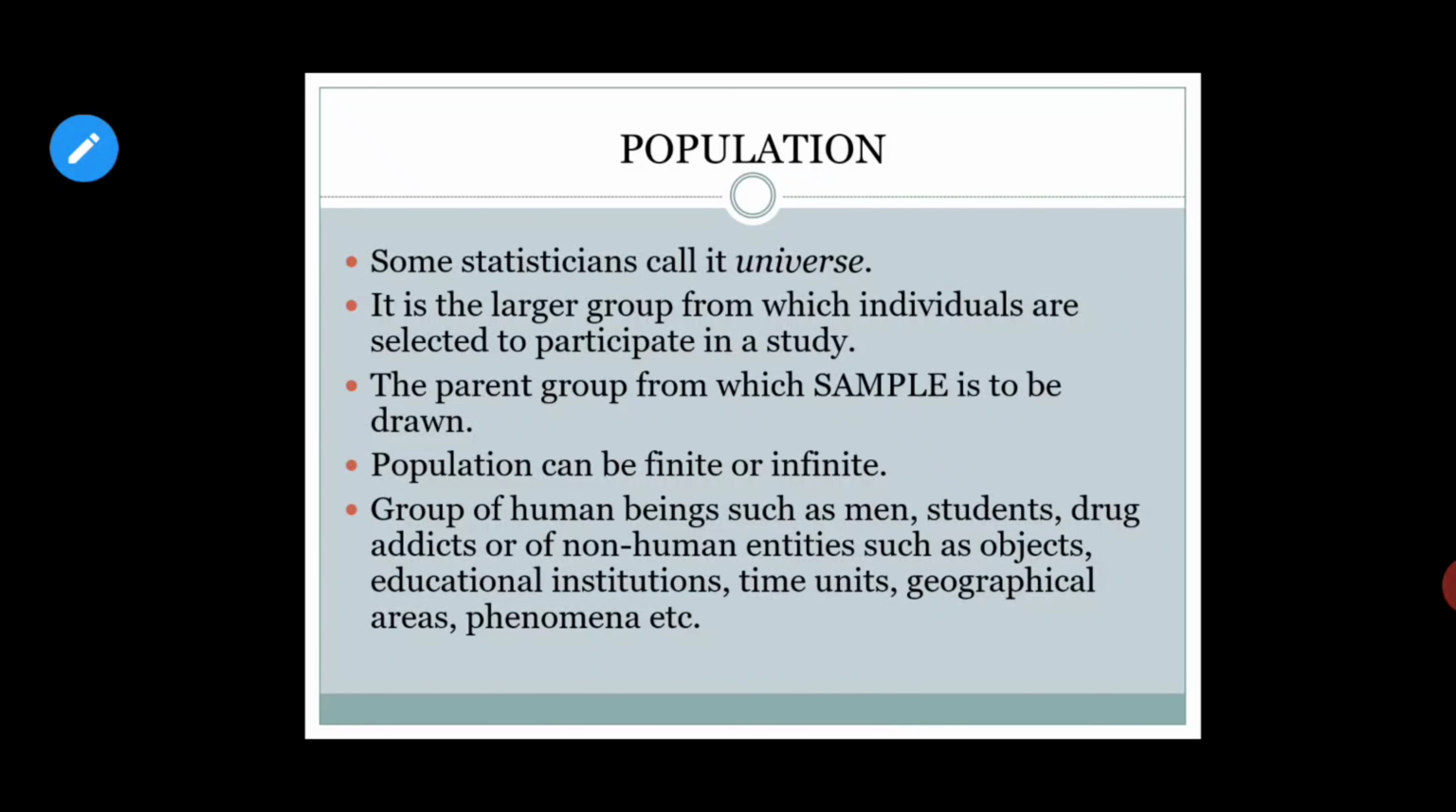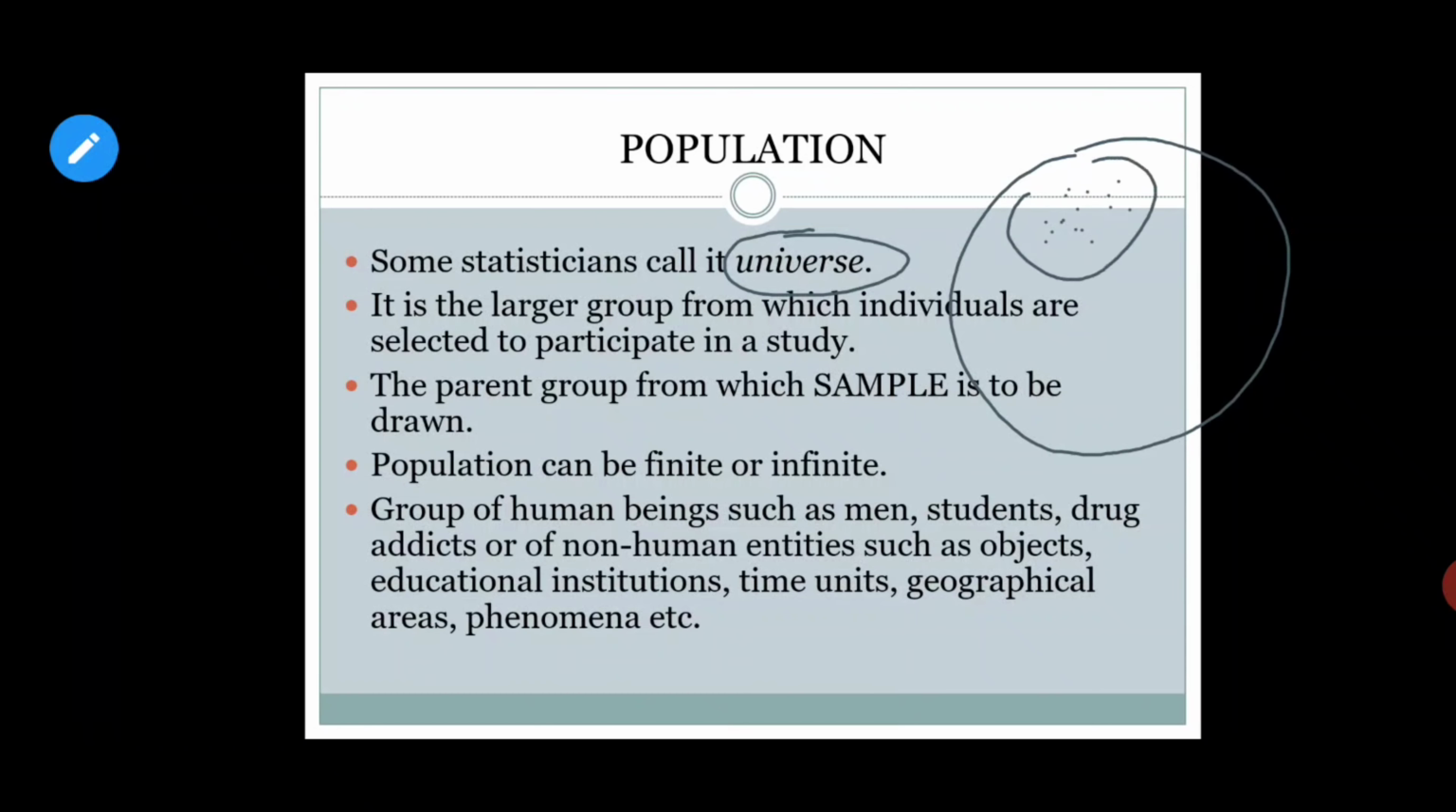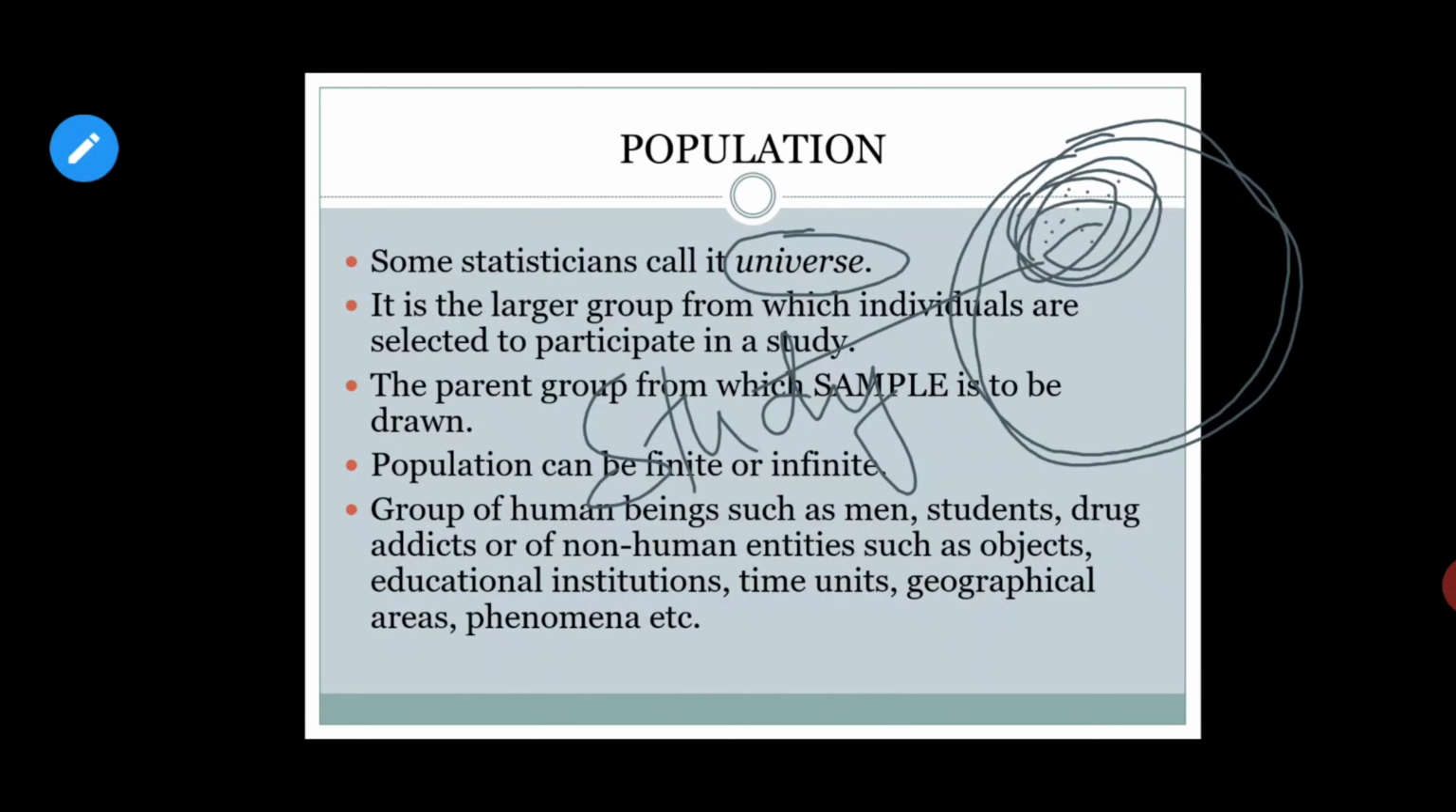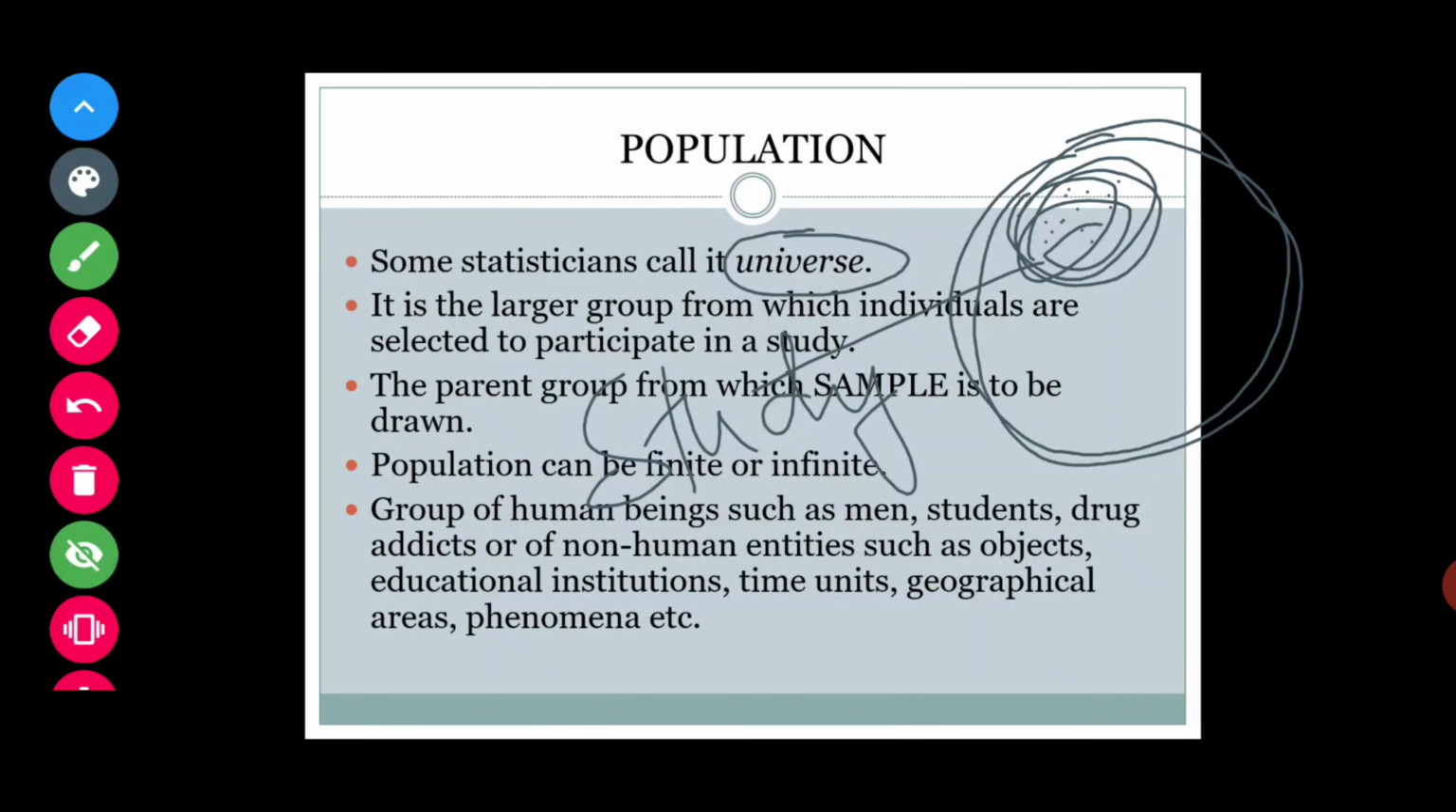What is population? It also goes by the name universe. It is the larger group from which some individuals are selected for a study. Okay? Or it is the parent group from which the sample is to be drawn. Okay? Population can be finite and population can be infinite.